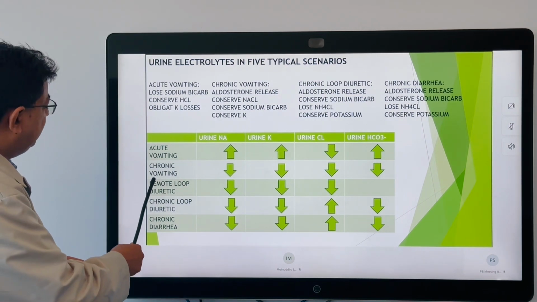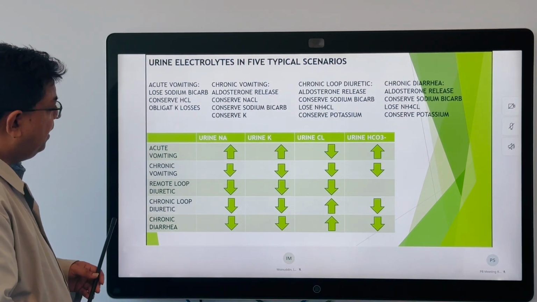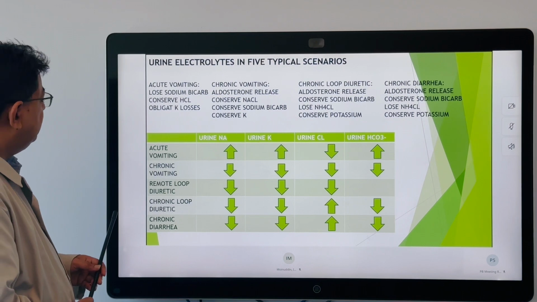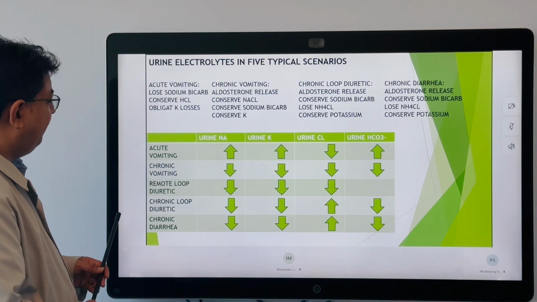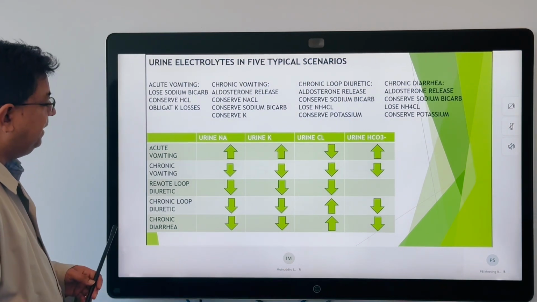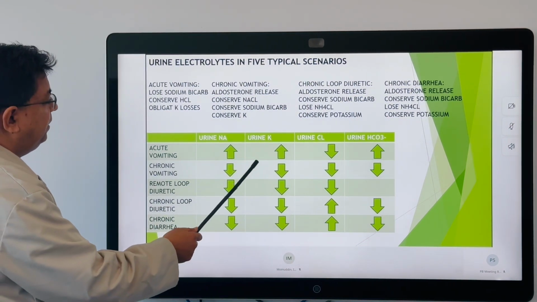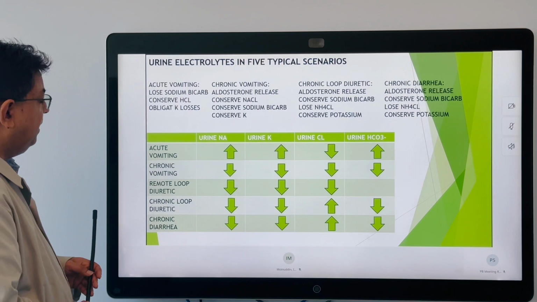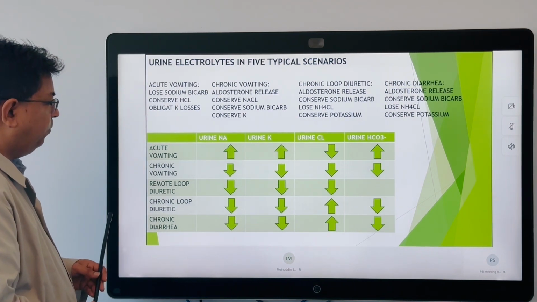In the remote loop diuretic scenario, you will have loss of sodium chloride in the urine, as well as potassium excretion in the urine because of the effect of the loop diuretic.